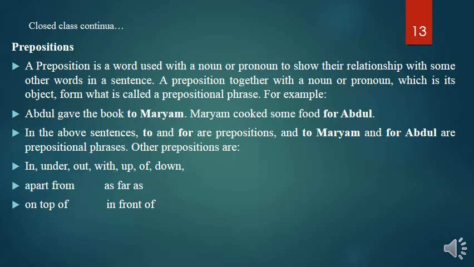For instance, Abdul gave the book to Maryam. To is a preposition, but in this sentence, to Maryam is a prepositional phrase. Maryam cooked some food for Abdul. For alone is a preposition, but when it is attached with Abdul, that is a noun, then it becomes a prepositional phrase, that is, for Abdul.